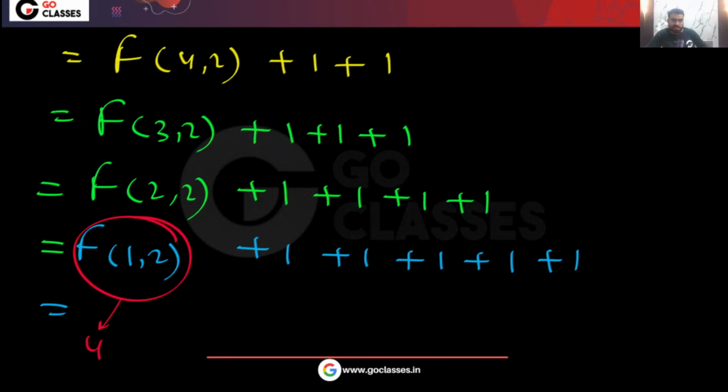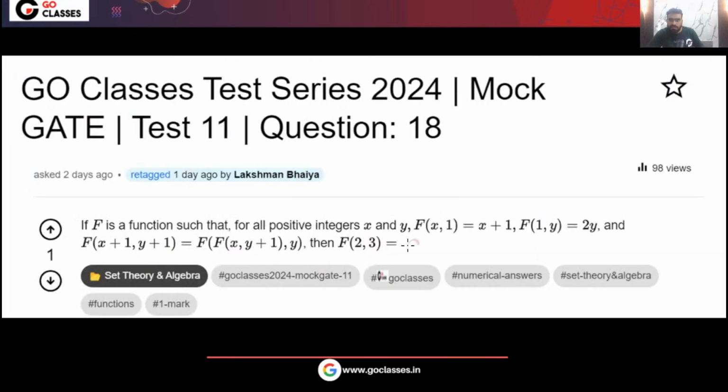So your final answer is 9. Is this clear? But let me ask, did you use this method to solve this question? Let me know. This is actually a very slow method. In the same question, if I ask you f(4,4), will you use this method? If you use this method, it will take a lot of time. The answer will be 9.